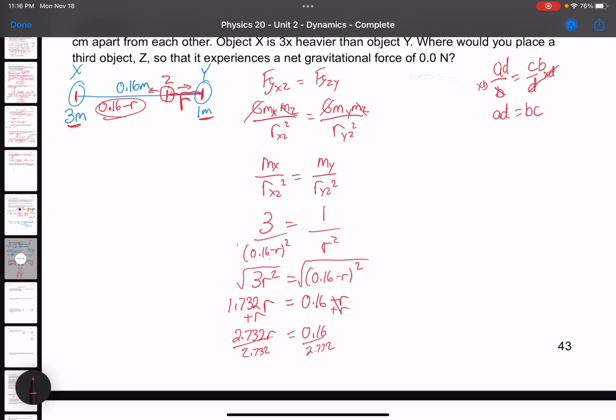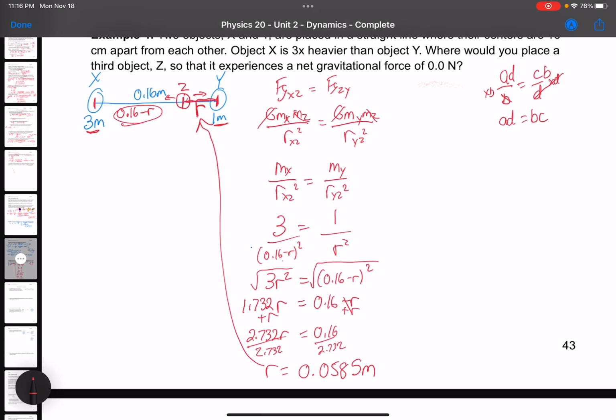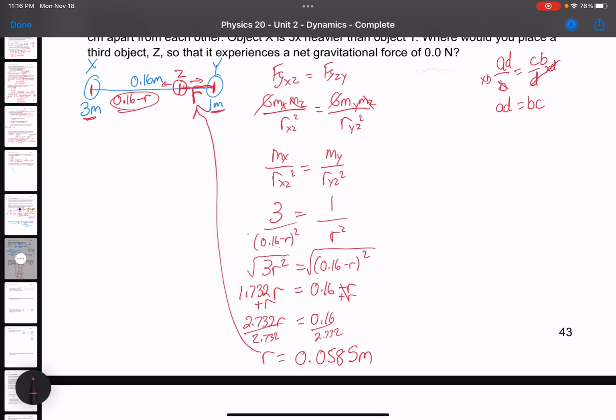So 0.16 divided by 2.732 gives me r equal to 0.0585 meters. Okay, so this again, if I go back and look at my diagram, this side here was r. So what that tells me, I'm just going to go to 2 significant digits here. There's nothing really measured per se to go off of, so I'll go to 2 significant digits. But it'd be 0.059 meters from y.